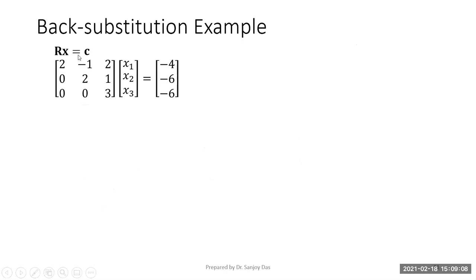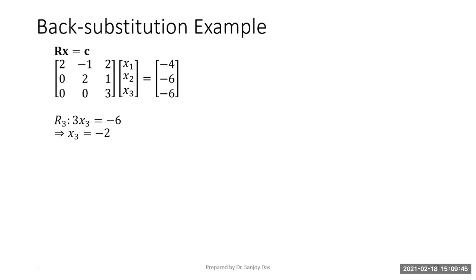So I have Rx equals C1 actually, right? But I've just dropped the subscript 1 here. So I want to solve Rx equals C, and R is my upper triangular matrix. I will start from the bottom and then work my way up. So first I start with the bottom: 0x1 plus 0x2 plus 3x3 equals negative 6, or 3x3 equals negative 6. So what's x3?